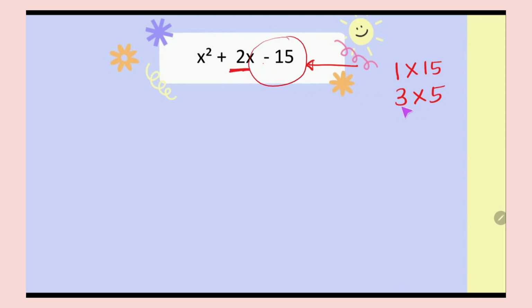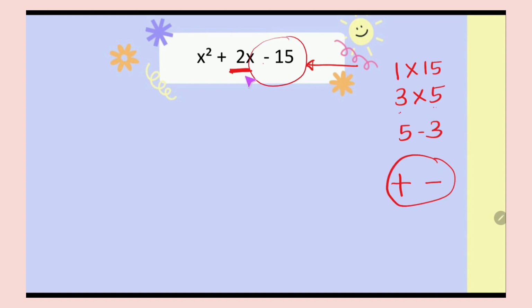We have to select a pair out of which, when you take the difference, it should make the second term. Difference means 5 minus 3, 15 minus 1, just like that, because it has a negative as the third term. So here we see that 5 minus 3 will be plus 2. You have to keep in mind that a positive integer and a negative integer will make a difference.